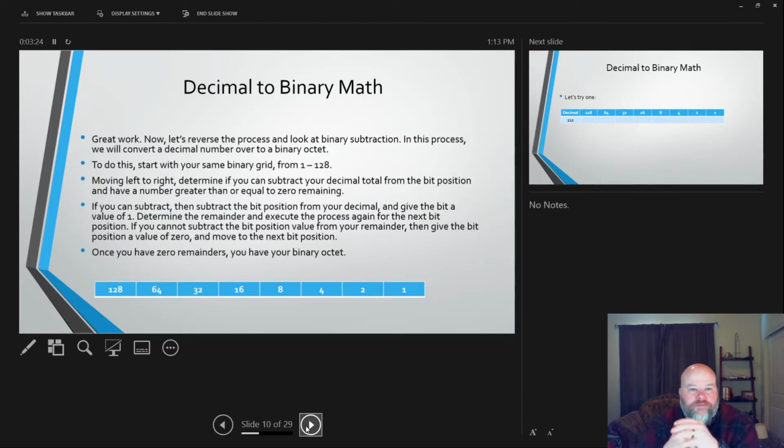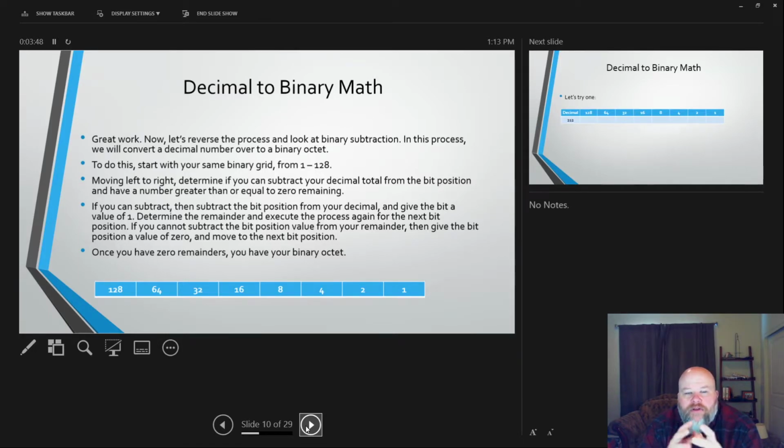All right. So now let's reverse the process, because we can do the exact same thing. We can do what is called binary subtraction. So with that, we're going to start with the same binary grid from 1 to 128, right to left. But for the sake of doing the subtraction, we're going to do the math from the left to the right.